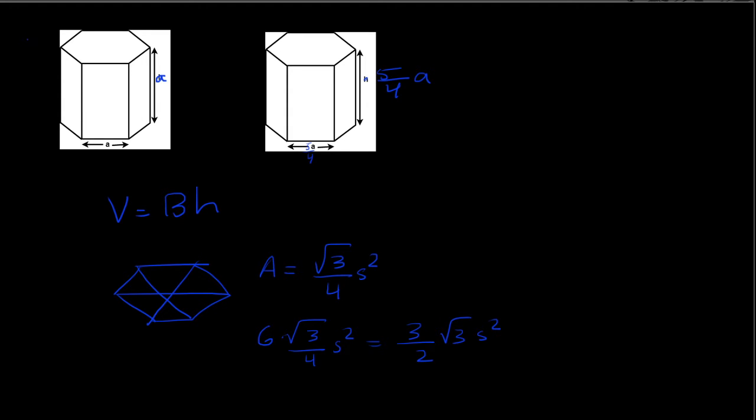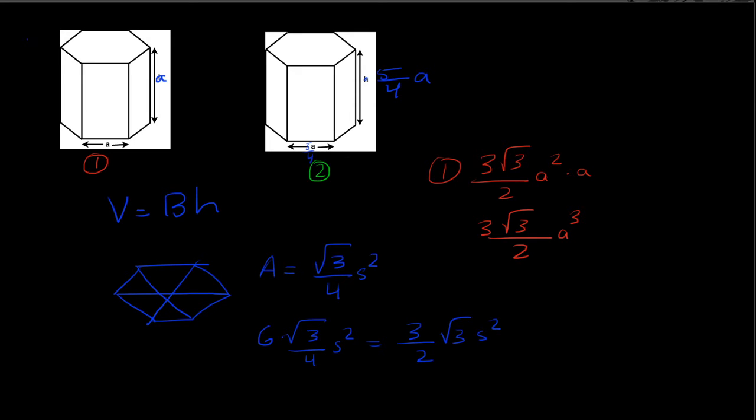For the first prism, the side length is A. So the area of the base becomes 3√3/2 A squared times the height. The height is also A since it's a regular hexagonal prism. So that would just be 3√3/2 A cubed.